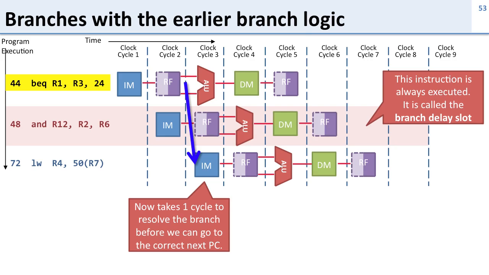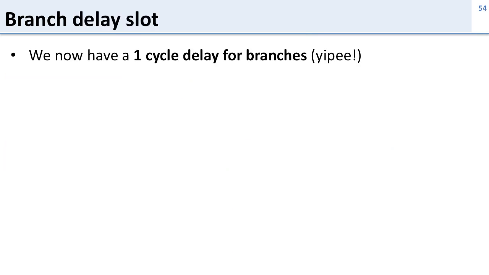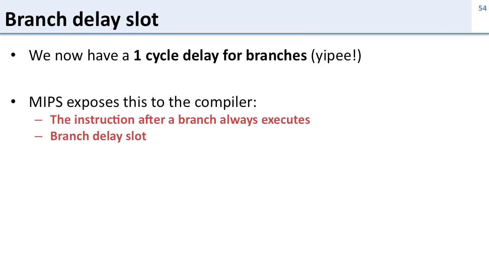So if you can put useful work in here, then that's great. You can do something useful. If you can't, then this is just going to be a wasted slot and you have to put a no-op in it. So now we've got a branch delay slot. And we've now gotten it all the way down to a 1-cycle delay for branches instead of the 3-cycle delay we started with. This is really good. It saves us a lot of performance.